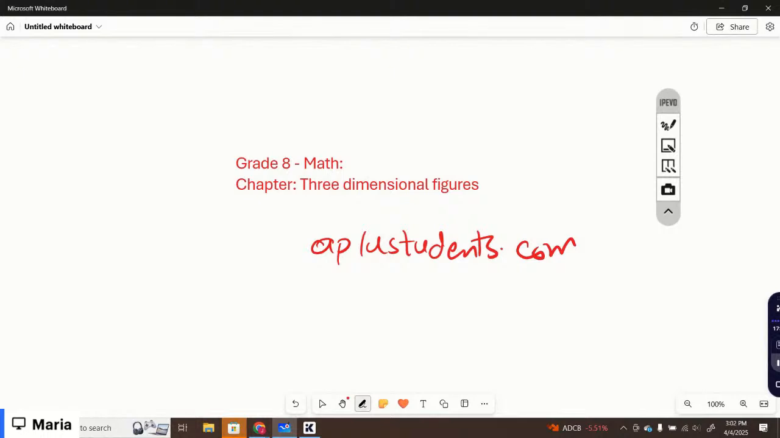Then you have to select math from the subject tab, scroll down to grade 8 math, and then click on view all lessons. There you can find a list of the chapters. We are going to start with the chapter three-dimensional figures.